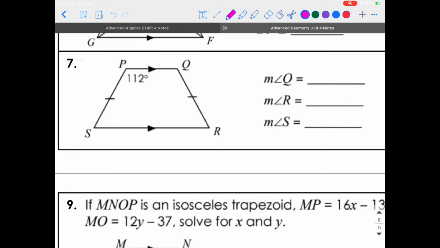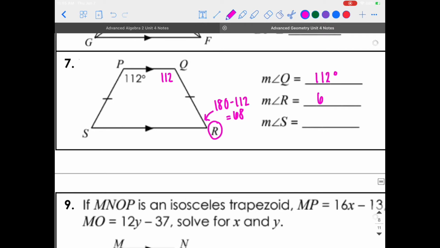So that means if we're looking at these angle measures, angle Q is super easy to find. It's 112 degrees. And to get R and S, we take 180 minus 112, which is 68. So R and S are both 68 degrees.